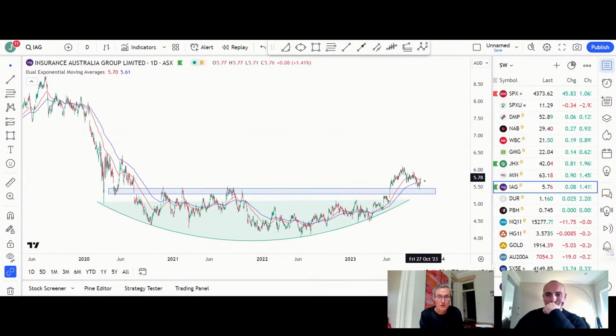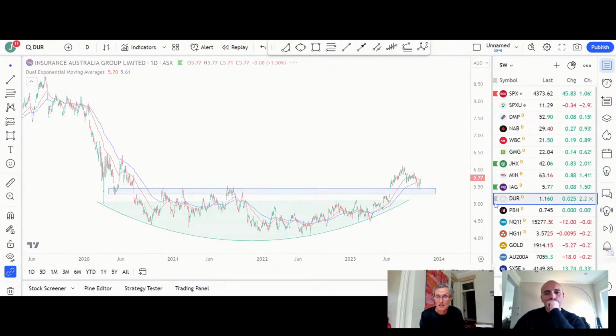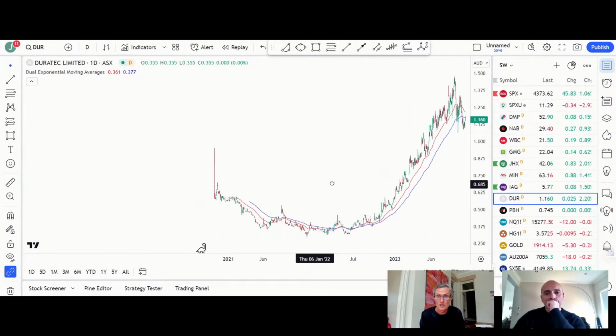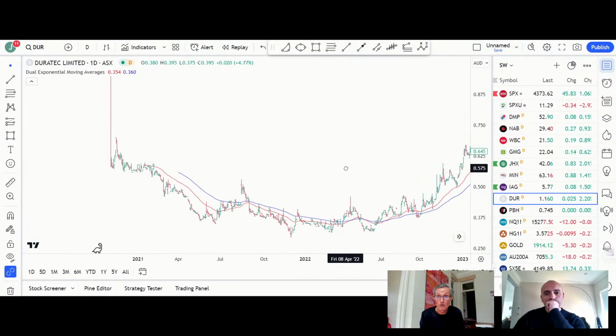Will this be able to follow through on the upside? We don't have the tailwind of a rising ASX 200, so that always means you've got to be a little bit more careful with these patterns. I'd much prefer to go with these breakouts when we've got a general rising trend. But nonetheless, this is a sort of stock which I'd have a look at. And I'll show you what can happen with a rising base. So this is a stock called Duratec, and this is one I've got in my portfolio.